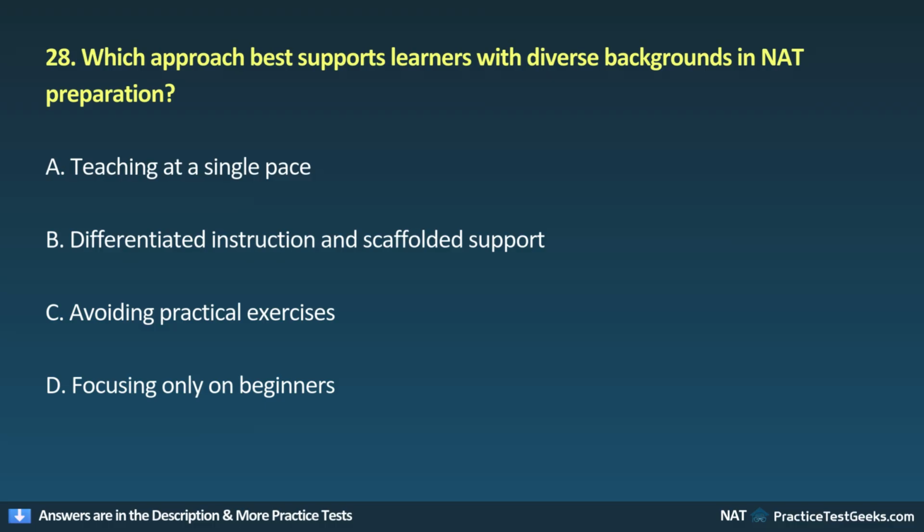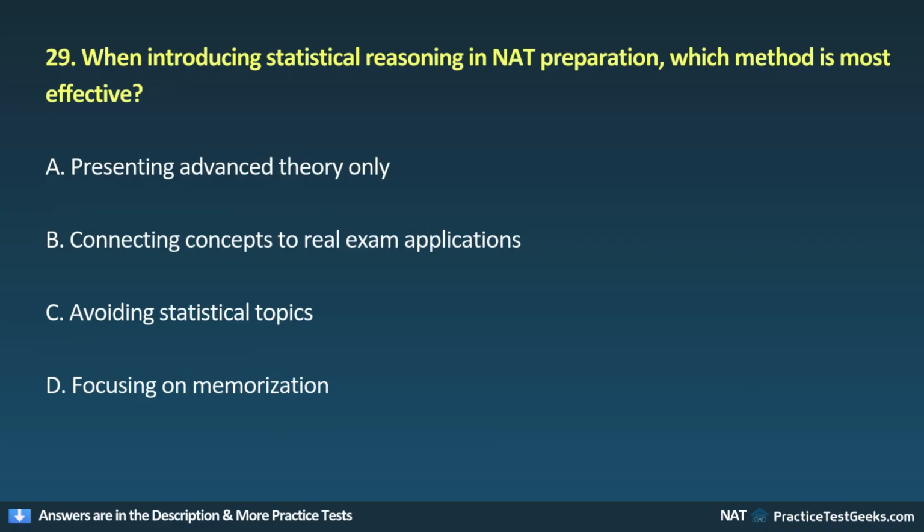A. Teaching at a single pace. B. Differentiated instruction and scaffolded support. C. Avoiding practical exercises. D. Focusing only on beginners. 29. When introducing statistical reasoning in NAT preparation, which method is most effective?